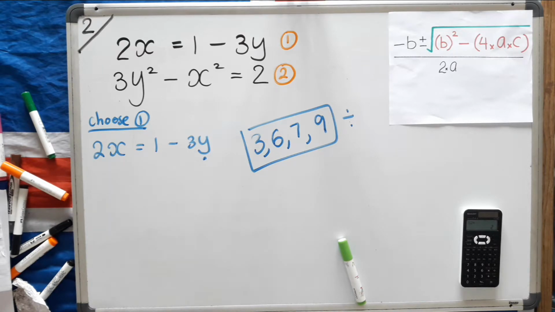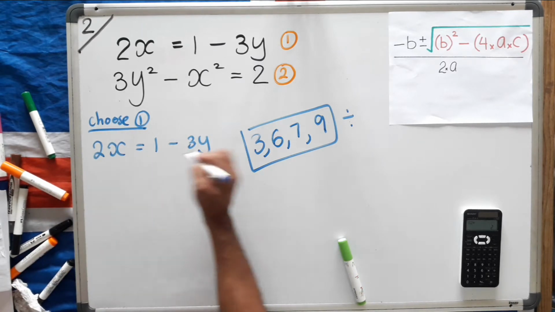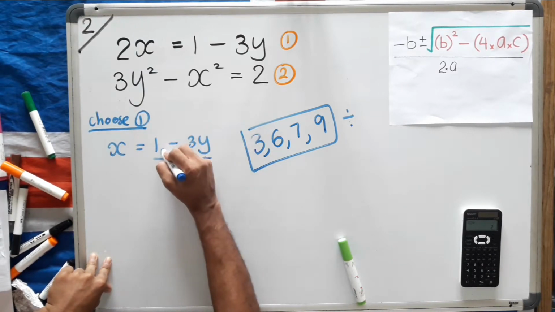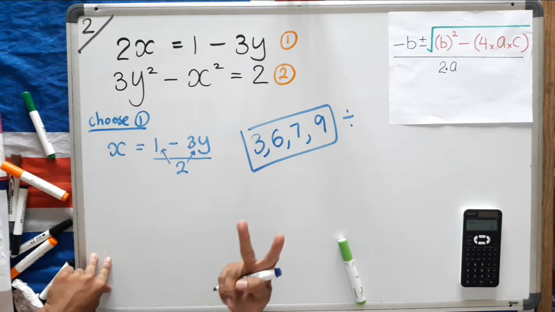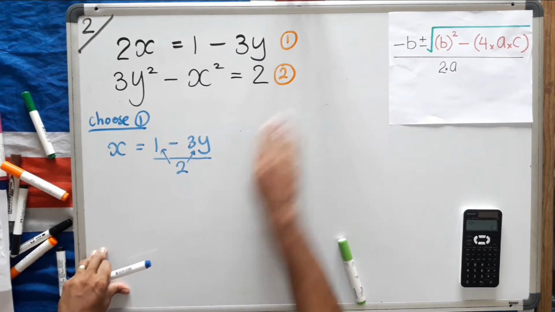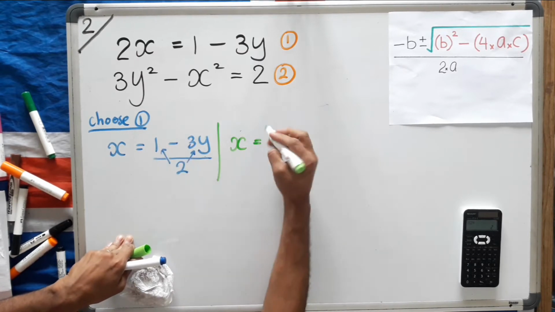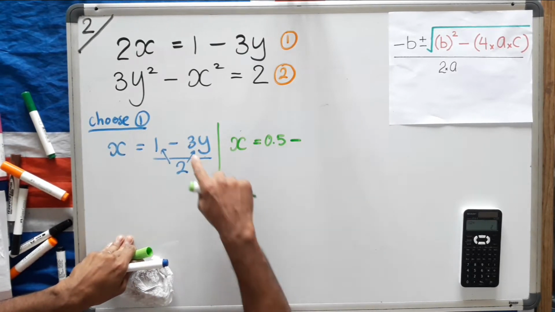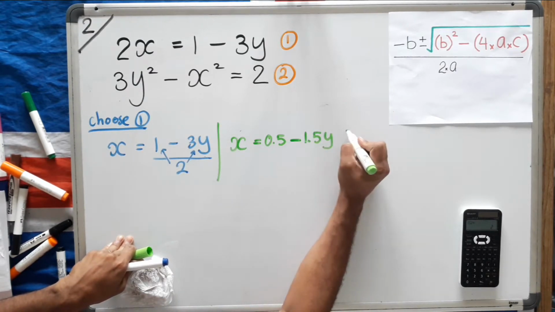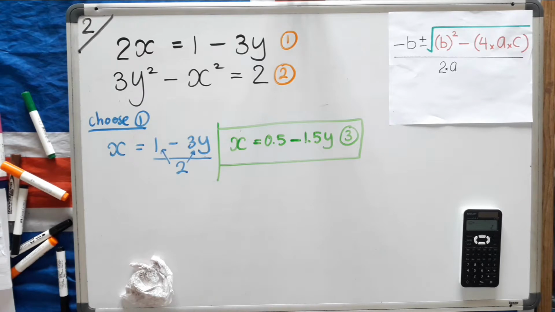But today we have a choice, and I suggest that we divide by the 2. The 2 is a multiply, so I'm going to throw him across to get a divide. This just simply means everybody on top gets divided by 2. So it will look like this. Let's clear some space here. So we'll get x is equal to 1 divided by 2 is 0.5, minus 3y divided by 2 is minus 1.5y. And this will be my equation 3, my most important equation.